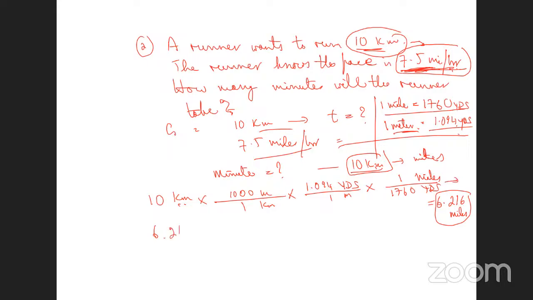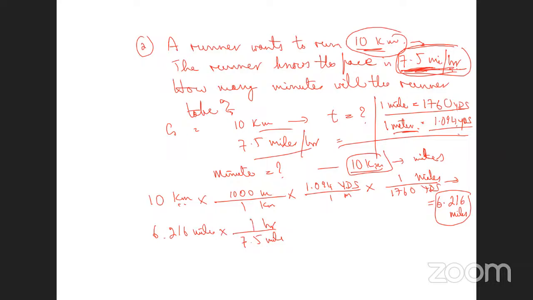So now 6.216 miles. Our speed is 1 by, because we're going for the minutes. What I have written here, I could write like that, 7.5 miles at the bottom and our at the top, right? Interchange to see how many 7.5 parts are there in 6.216. That's everything.